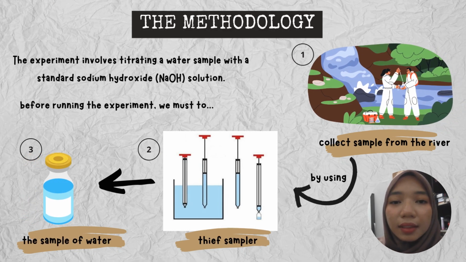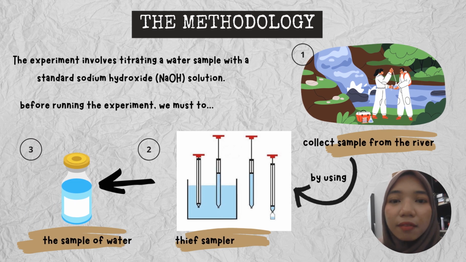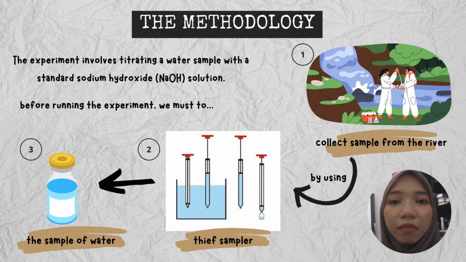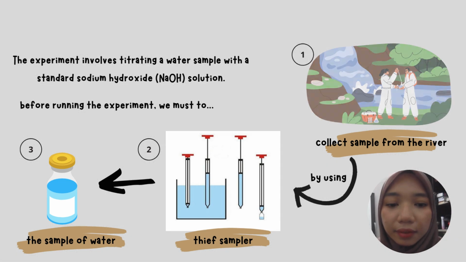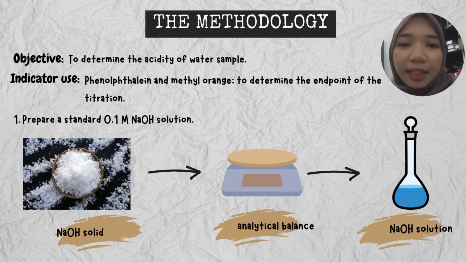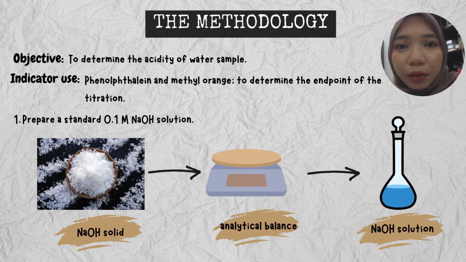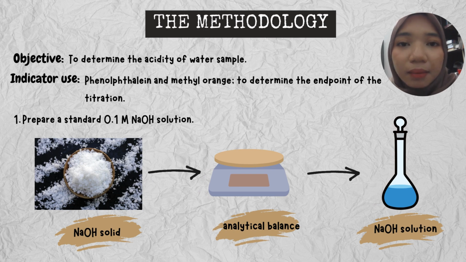Next, we will discuss the methodology. The experiment involves titrating a water sample with standard sodium hydroxide solution. But before we start the experiment, we must collect the sample first. The water sample is taken from the river by using a depth sampler. The sample is collected at the surface, middle, and at the bottom of the river. The objective of this experiment is to determine the acidity of water. The indicators we use for this experiment are phenolphthalein and methyl orange. The purpose of using these indicators is to determine the endpoint of our titration.